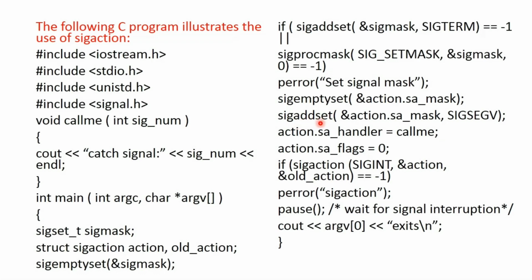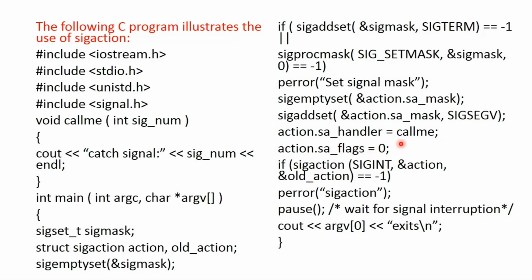After that you are calling the API sigprocmask to set up the signal mask, which is defined in the sigmask value. If it returns -1 then you will get an error message, otherwise the value will be assigned to the signal mask. After that you are calling sigemptyset, so you are clearing the signal mask. Then again you are adding a signal, the segmentation fault. SIGSEGV is the signal for the segmentation fault.